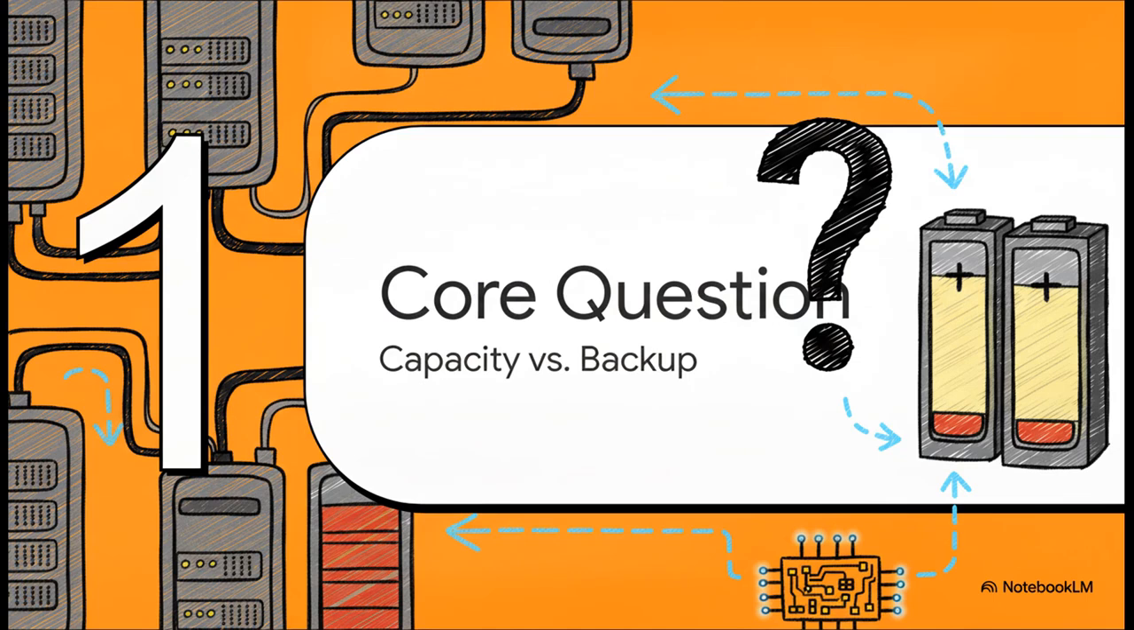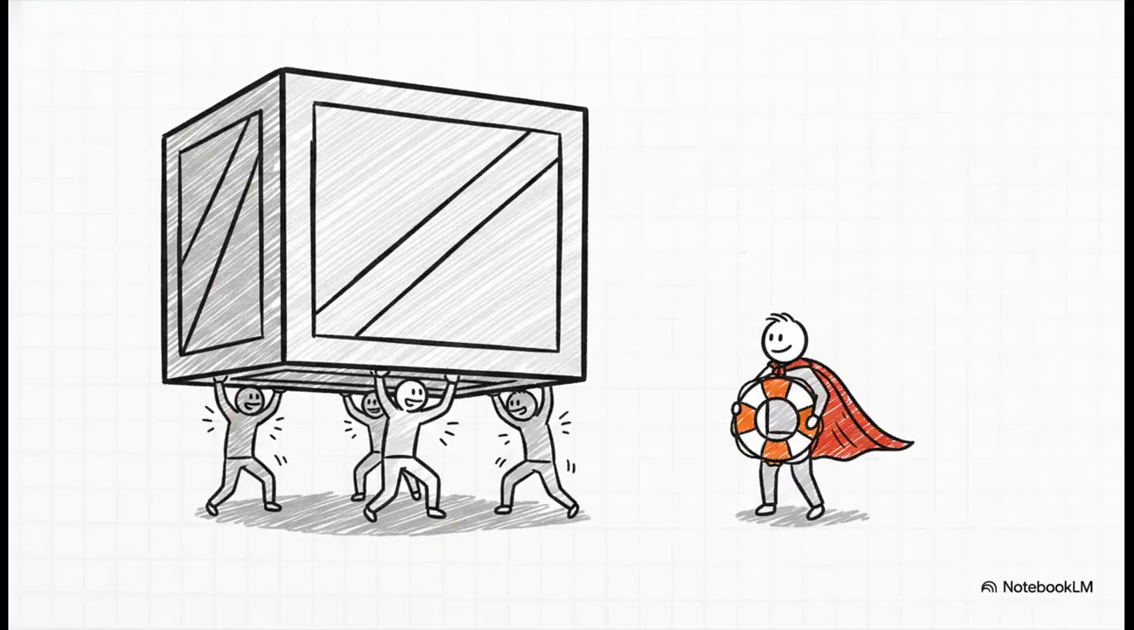Section 1. The core question of uninterruptible systems. It's all about finding that absolute perfect balance between capacity and backup. You see, the core concept of redundancy really always asks the exact same vital question. How many total UPS units are strictly needed to handle your facility's massive power load, and exactly how many units are you keeping ready as backups?